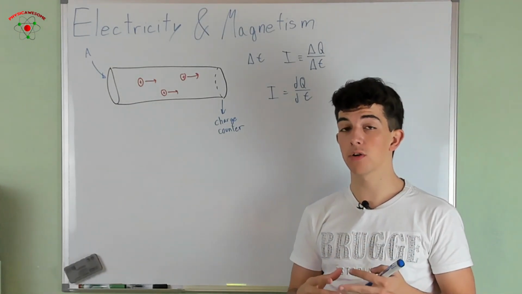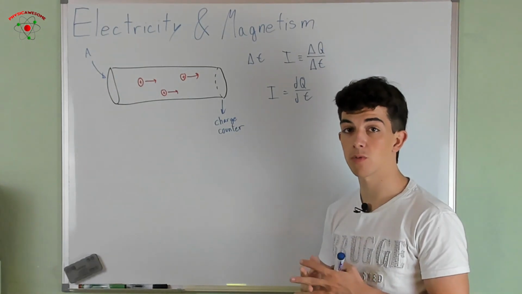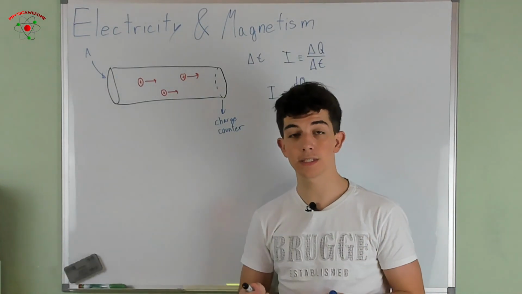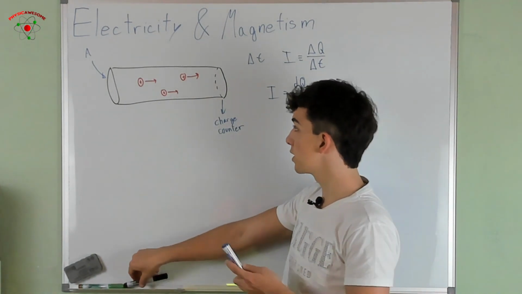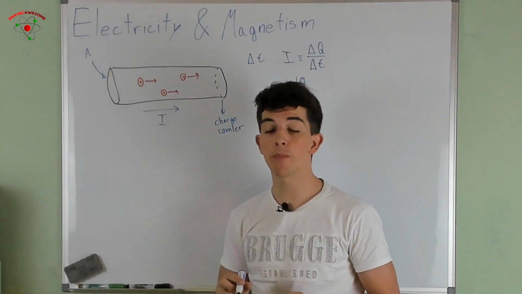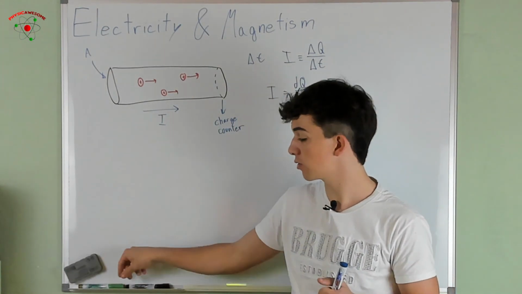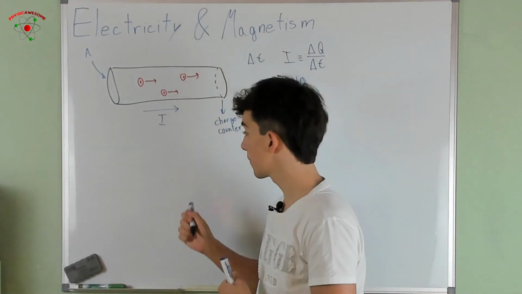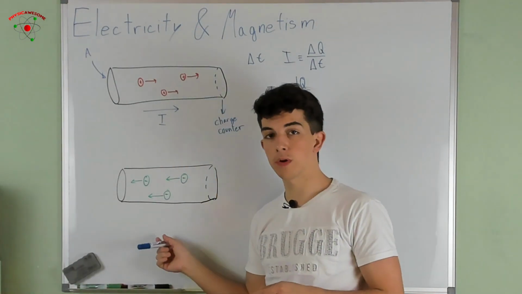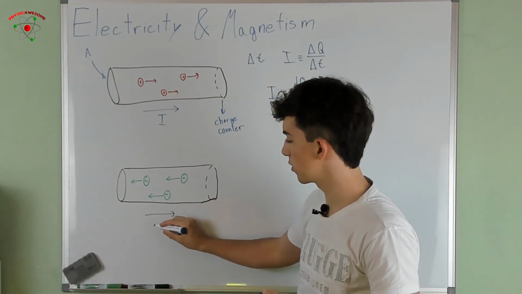Note that current also has a direction, which doesn't appear here because it's not a vectorial quantity, but it does have a direction. In this case, the direction of current is always equal to the movement of positive charge carriers. In an analogous situation with negative charge carriers, current would point in the opposite direction to these charge carriers.